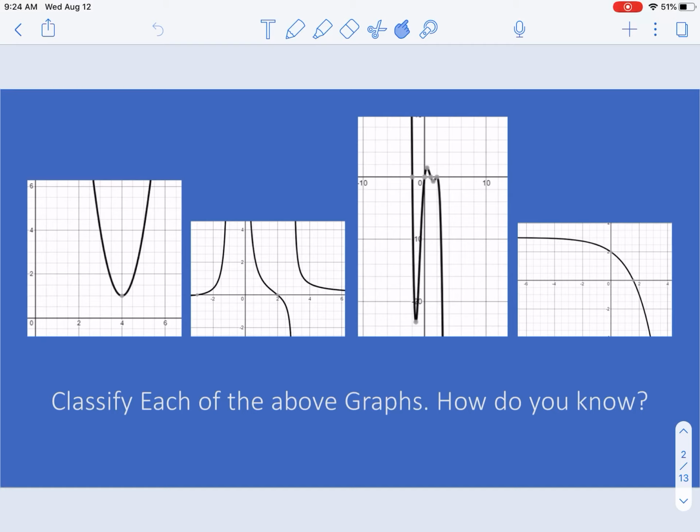So what you need to do is you need to go ahead and pause this right now and go ahead and try and do that. When you think you have your answers, unpause.